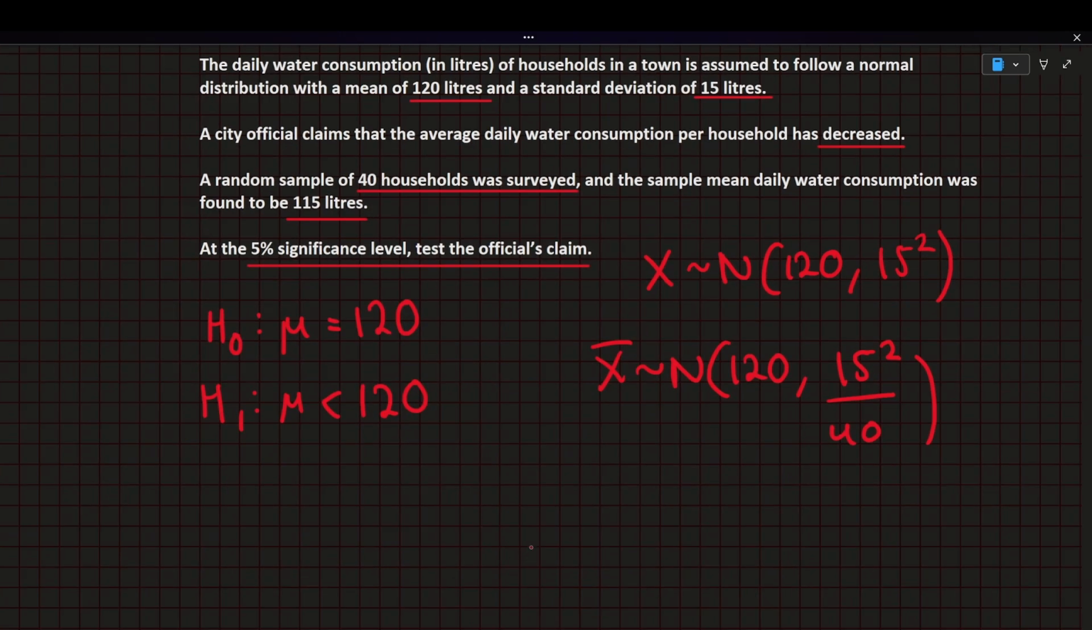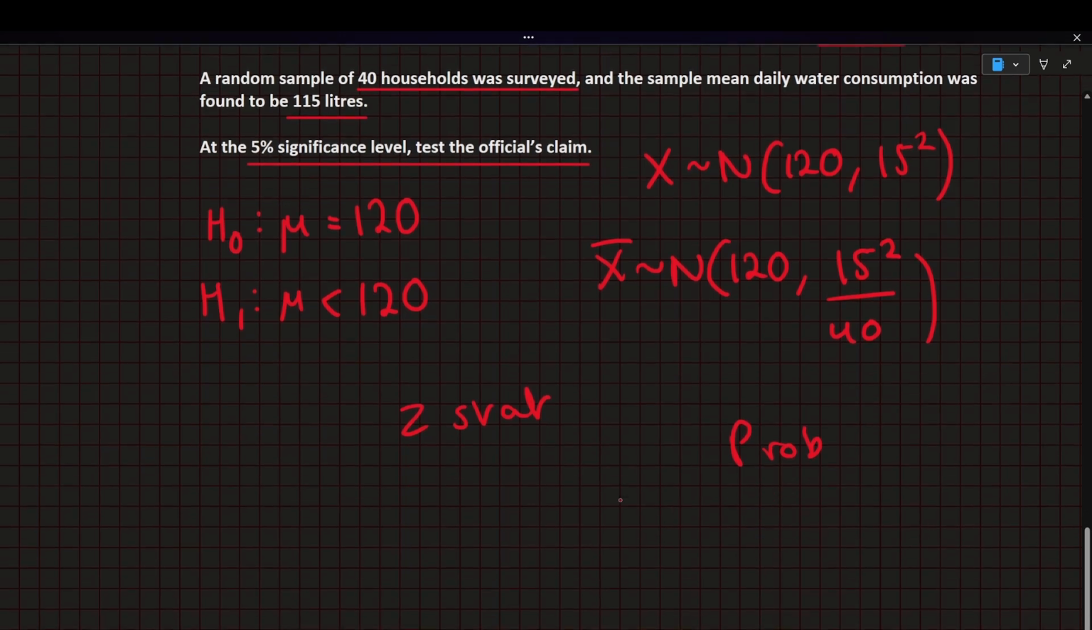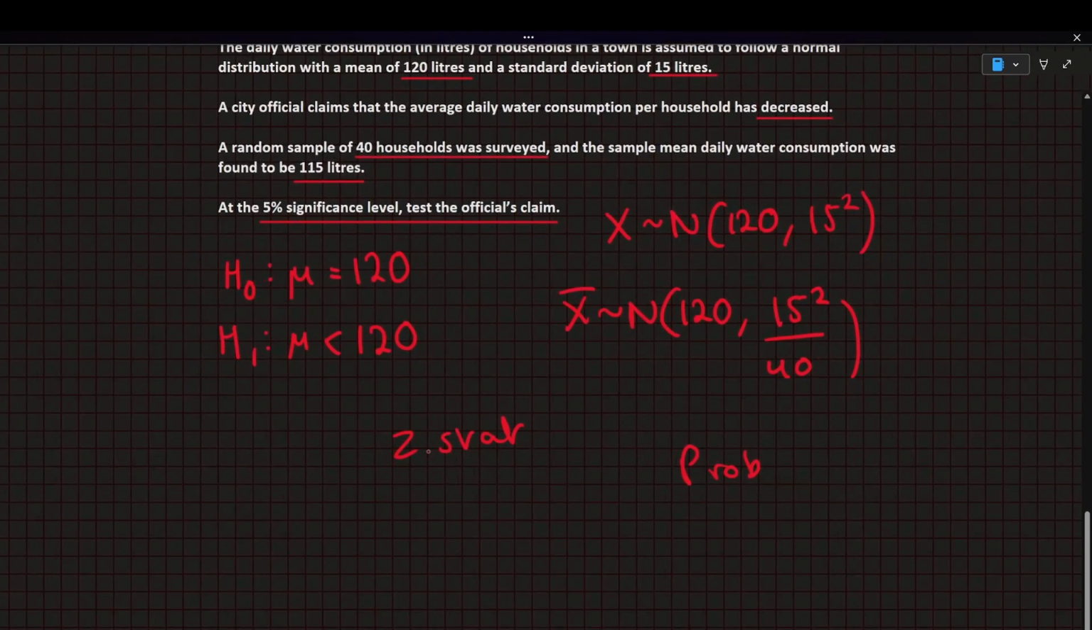There's two main ways we can go about doing this. One is that we use the Z statistic, and the other is that we directly find the probability of it happening through our calculators. Okay, so I think we'll do the Z statistic for this video.